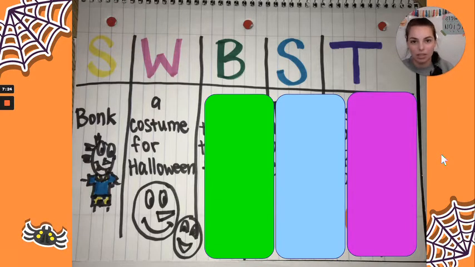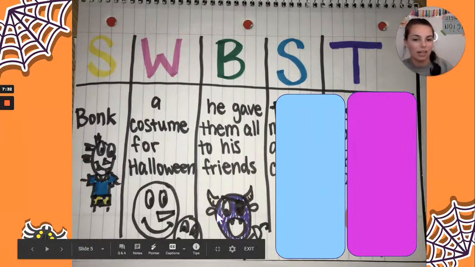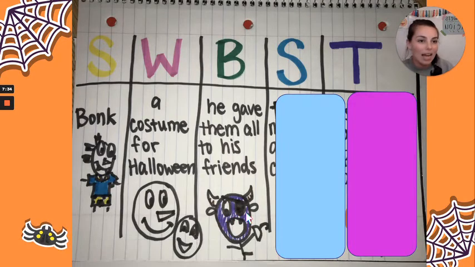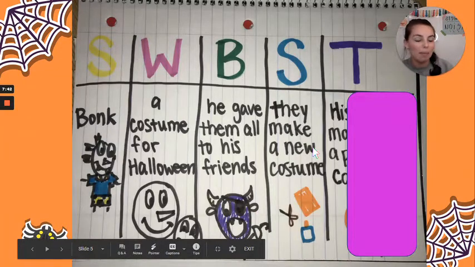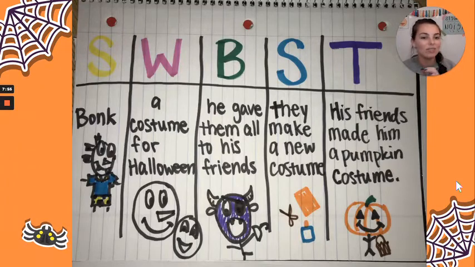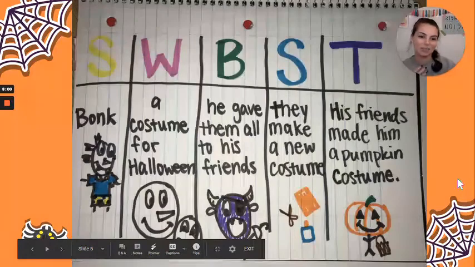What was the problem in the story? But he gave all the costumes to his friends already. Remember, the pirate, the clown, the cowboy. So there was nothing left for him. So they make a new costume. They got the orange paper, scissors, paint, and glue. So then what happened? Then his friends made him a pumpkin costume so they could go trick-or-treating together.